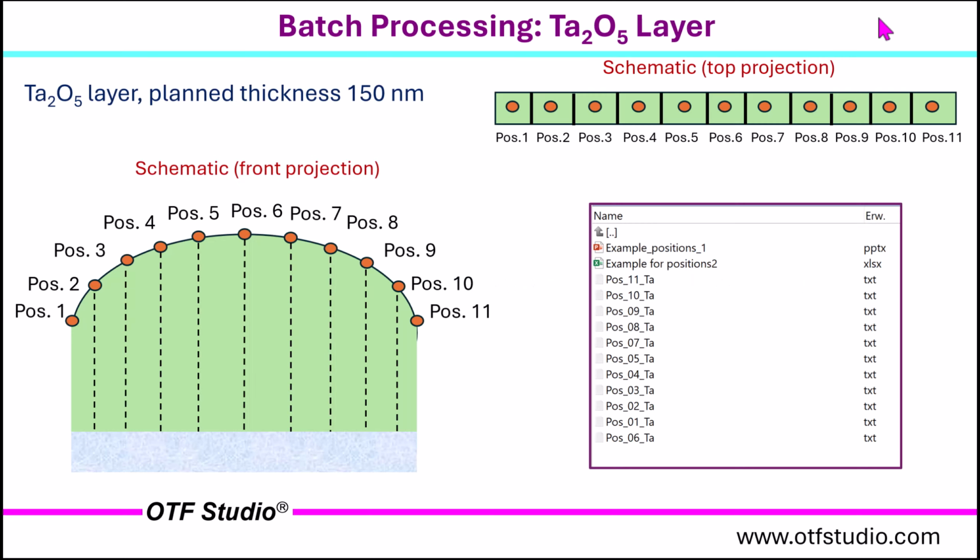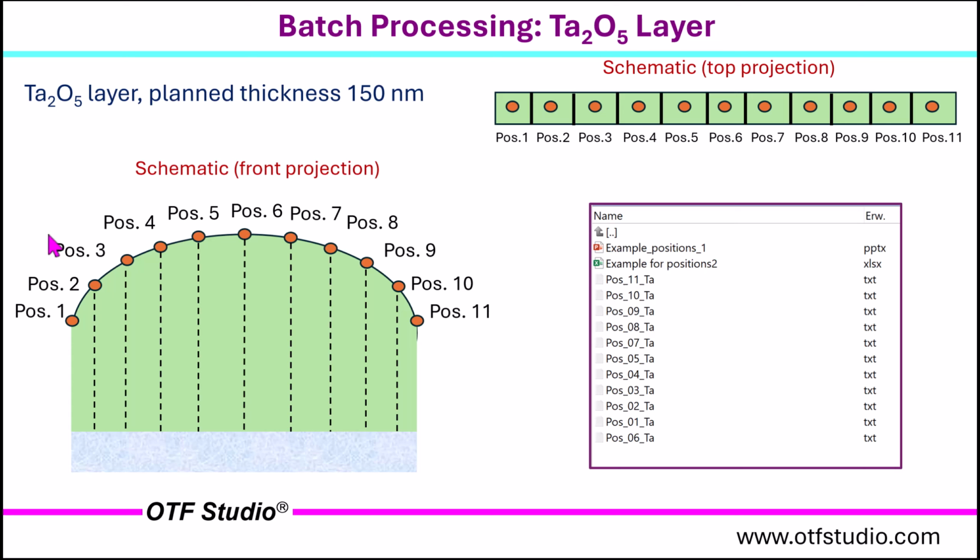To illustrate this option of OTF Studio, I will characterize a tantalum layer with plane thickness of 150 nanometer. I will assume that the layer is deposited on a large substrate. The layer is not uniform, and this is a schematic representation of its front projection. The thickness is different at different positions, and there are totally 11 positions, and measurements were performed at each position.